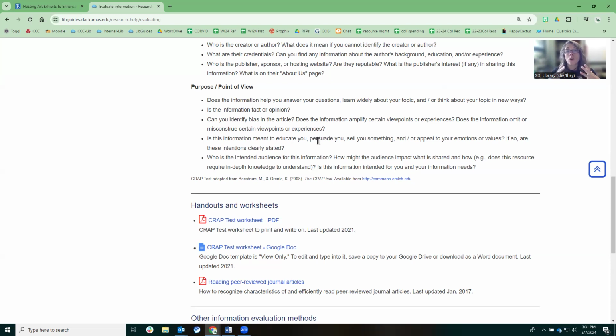So if your instructor is requiring you to use a scholarly source, scholarly sources are usually written for other experts. So you're probably not looking for something that's really easy to read. Instead, you may have to stretch yourself, look up some words, figure it out.